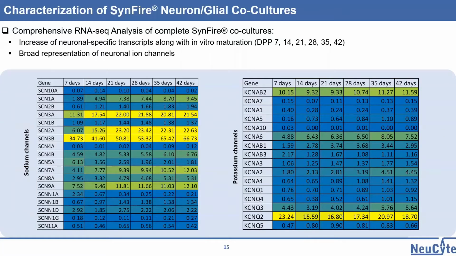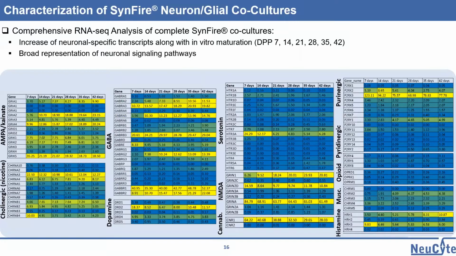But besides this functional and structural characterization so far, we also attempted a more molecular characterization approach, obviously. For this, we did RNA-Seq analysis for the whole culture as it comes in the standard configuration with the 70-30 plus the astrocytes at different time points of maturation. In this case, for 6 weeks, one time point per week. And we see basically a broad representation of neuronal ion channels, sodium and potassium channels, as well as a very broad representation of neuronal signaling pathways through different receptor pathways.